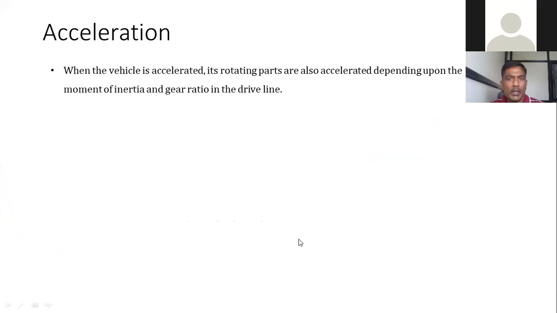Okay. Then the next part we have seen, that is acceleration. Just I'm repeating that as well.